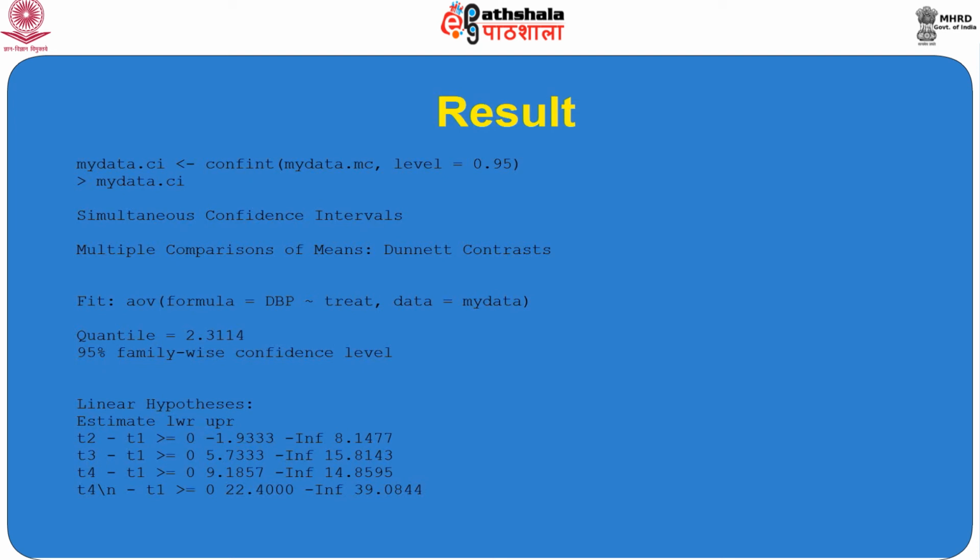So minus 1.933, 5.733, 9.1857 and 22.400. These point estimates lie within their corresponding confidence intervals, and in the next slide we will see how to plot this confidence interval graphically, and graphically we can find out the treatment-wise comparison.